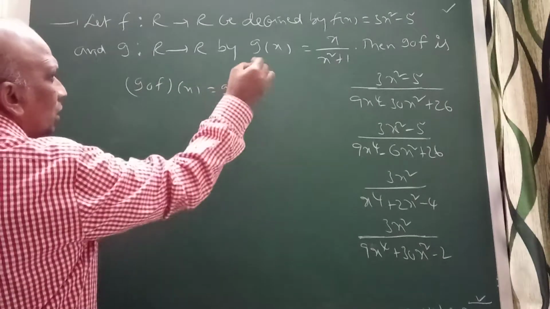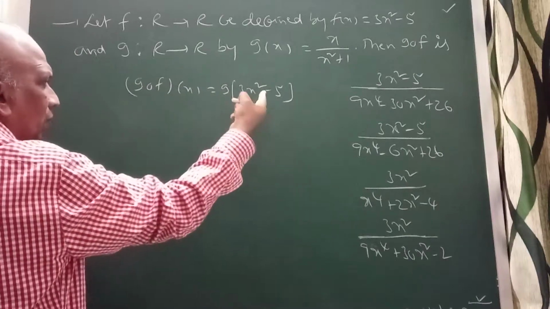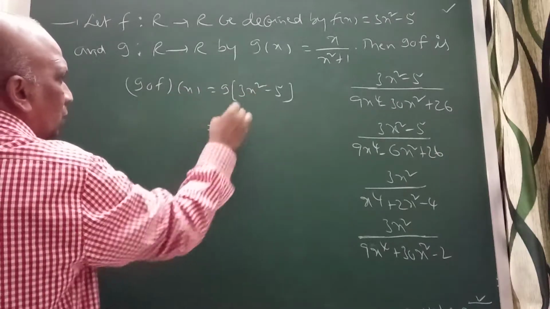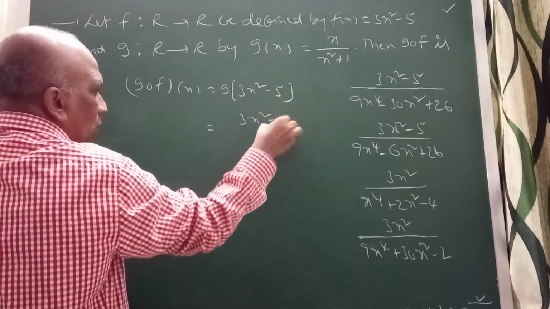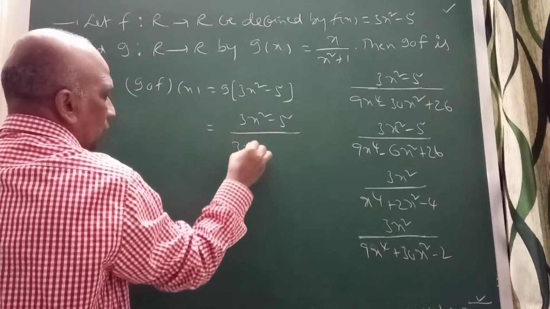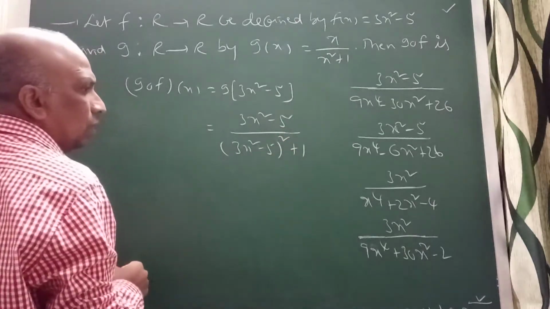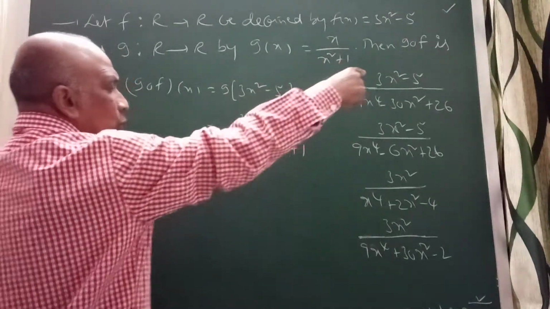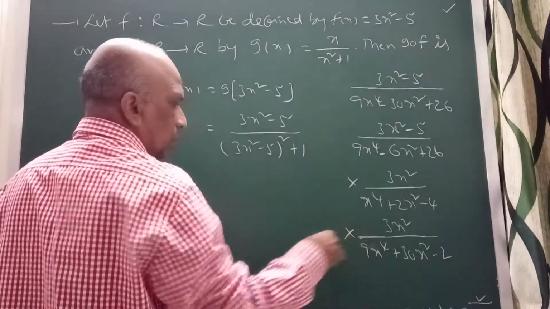What is f of x? It is 3x square minus 5. So g of f of x is g of 3x square minus 5. In g, replace x with 3x square minus 5. That gives 3x square minus 5 by 3x square minus 5 whole square plus 1. Here the numerator is 3x square minus 5, so I can eliminate this option, right?